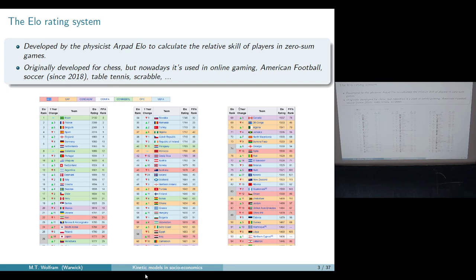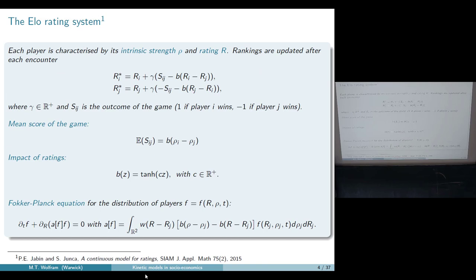And there was a paper by Junker and Jabat back in 2015 where they proposed the following. So we do have players, and we characterize them by two things. They have an intrinsic strength. This is something that is not observable. I mean, how good I'm playing, that depends on my skills.